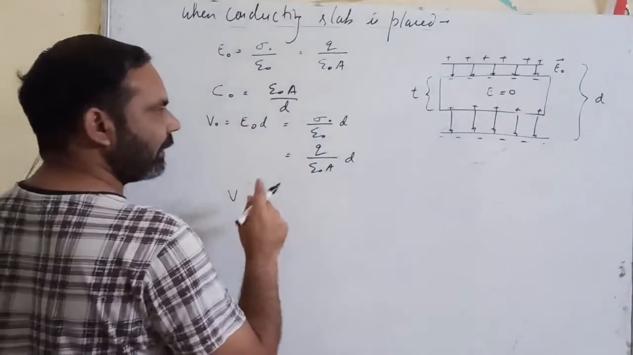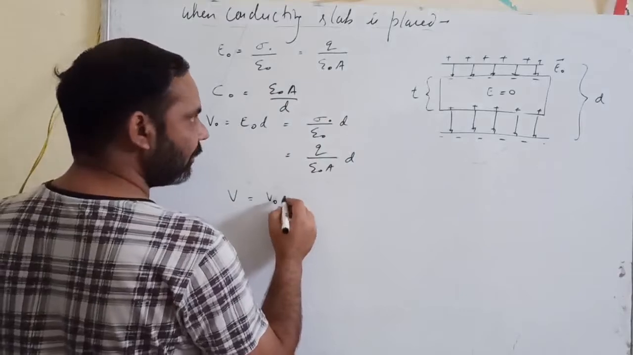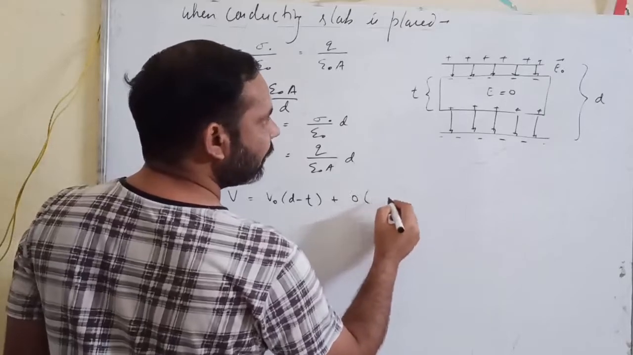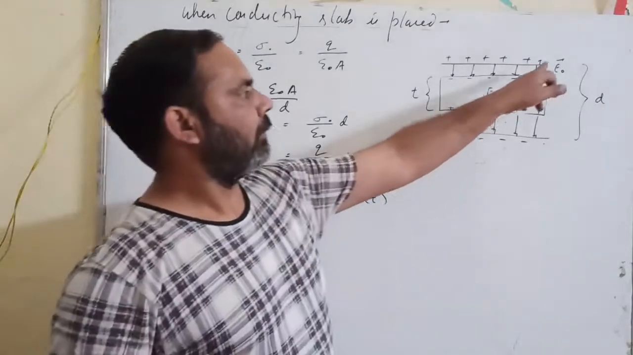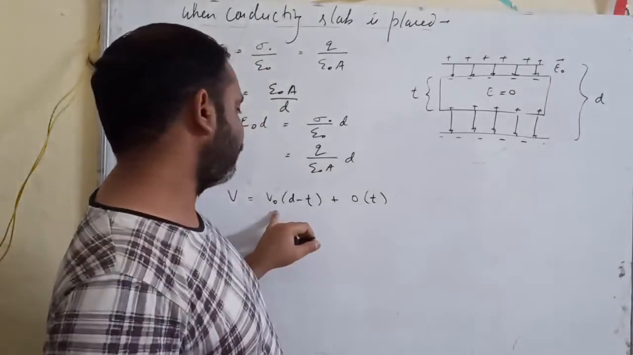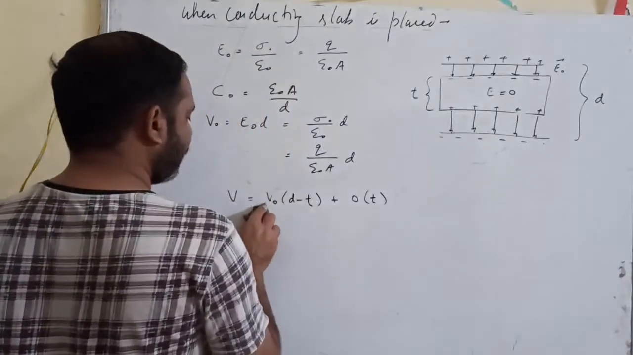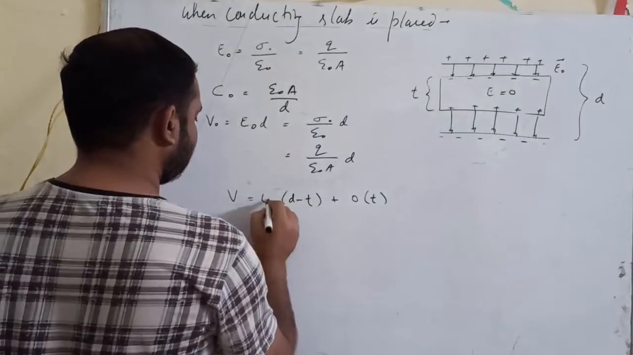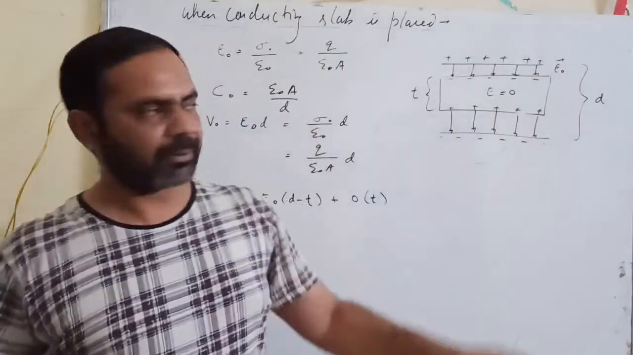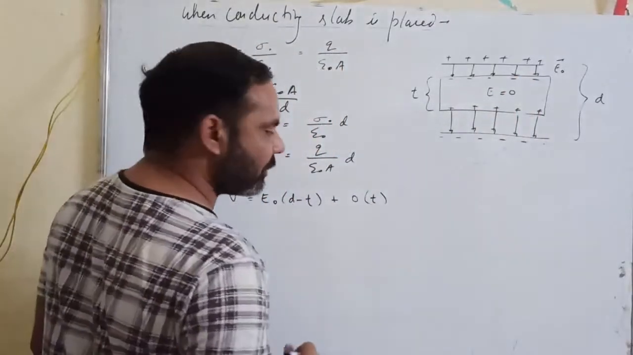So now the potential difference between the two plates of the capacitor V is equal to E0 into D minus T plus 0 into T. In this blank space the electric field is E0, so the potential difference of this part is E0 into D minus T, and in the slab the electric field is 0, so the potential is 0 into T.